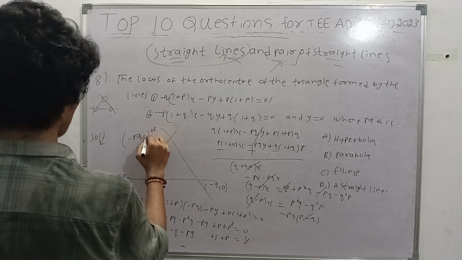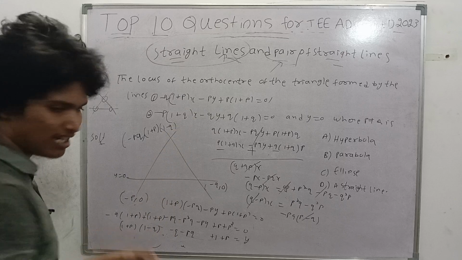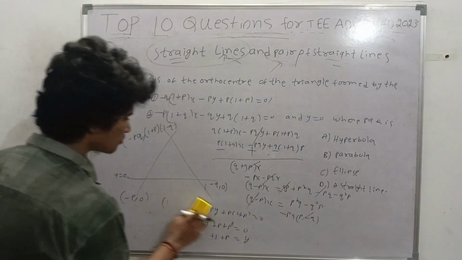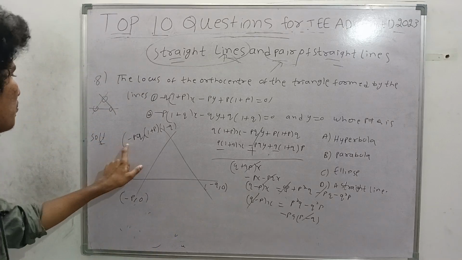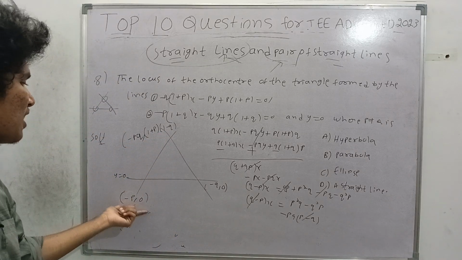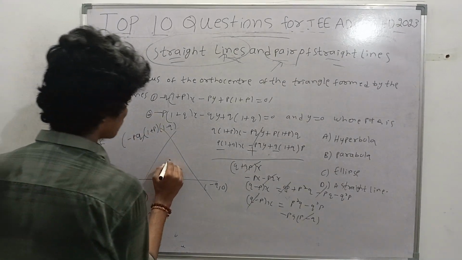1 plus p into 1 minus q. So finally we got the 3 points which we wanted. What are the 3 points? Minus pq, comma 1 plus p into 1 minus q, and minus p comma 0, minus q comma 0 are the 3 points. Now the orthocenter.